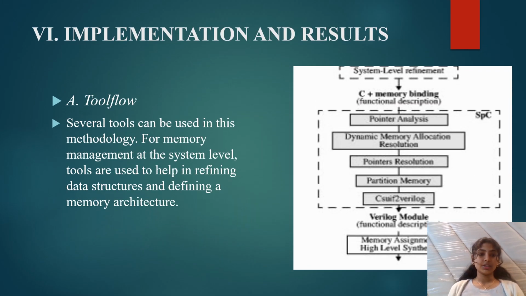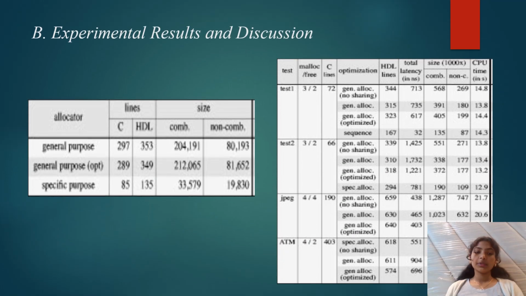Implementation and results. Tool flow. Under tool flow, several tools can be used in this methodology. For memory management at the system level, tools are used to help in refining data structures and defining a memory architecture. Coming to experimental results and discussions, these two tables will give insight into the results and the discussions of the experiments.